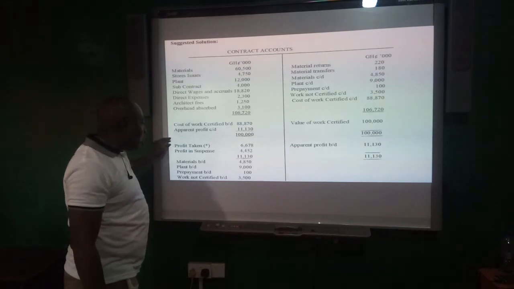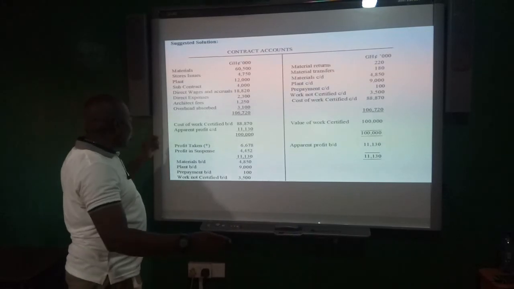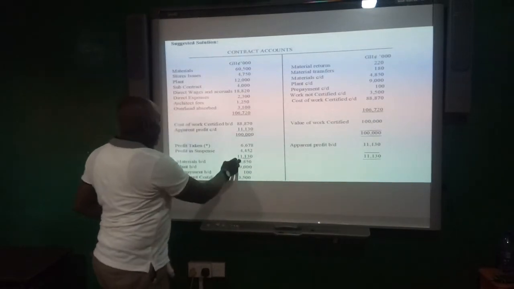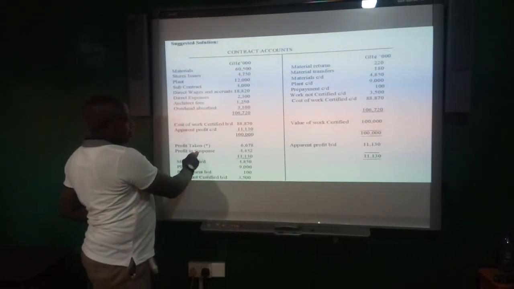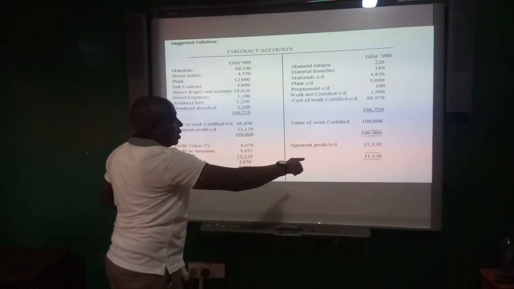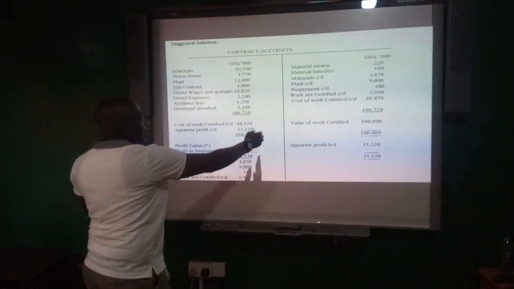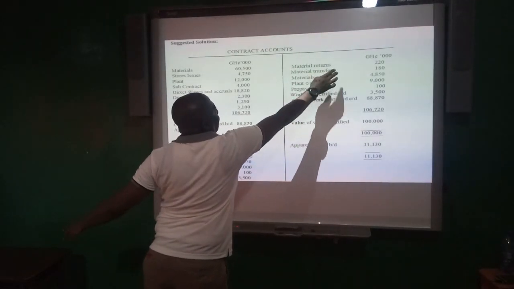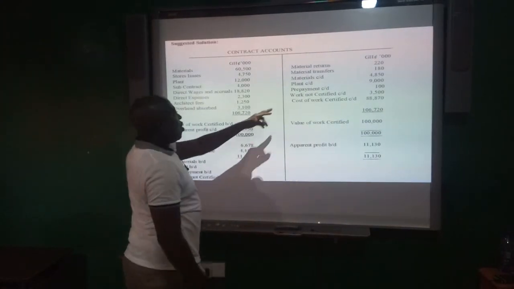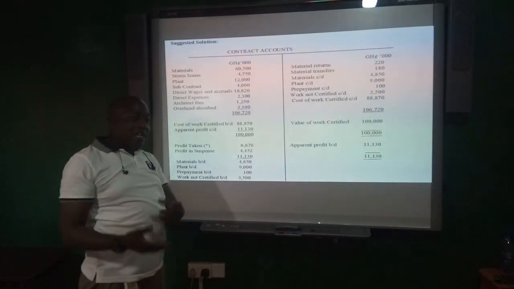And then we are going to segregate this one into profit taking and profit in suspense. So with the profit taking, you have to use the formula to get that one. When you get to the next slide, I'll show you. And the difference between what you have gotten as the profit taking and the apparent profit gives you the profit in suspense. And so you close, balance your account, 11,130. And then the balances carried down for plant and materials, prepayment, work not certified, you bring them here for the next period to continue. So that's what you have to do.